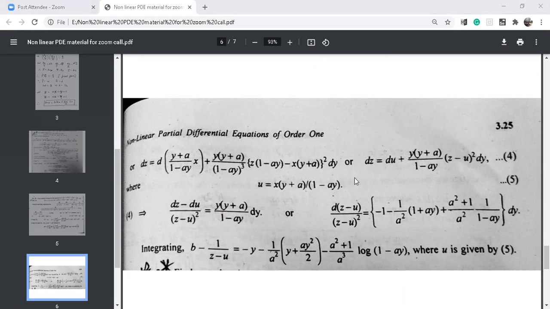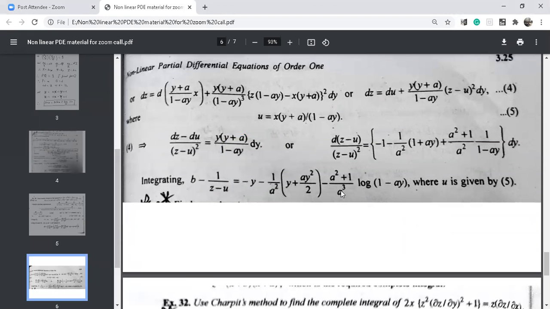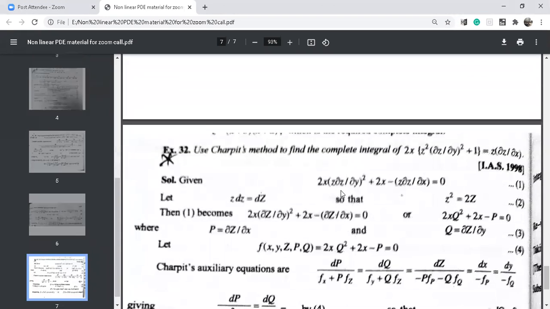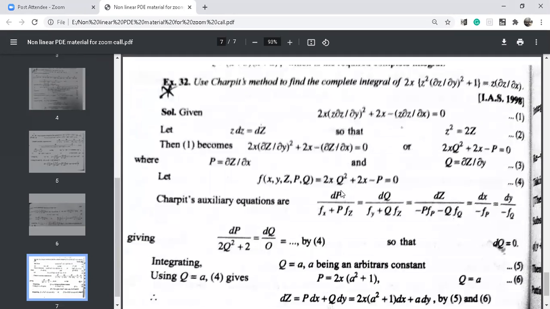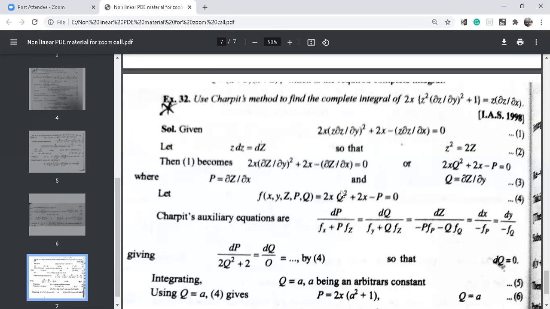Moving ahead, I've already shared the PDF in the group also, so you can look at this solution. This question came in IAS 1998. If you solve it directly using the Charpit method, it becomes quite clumsy.